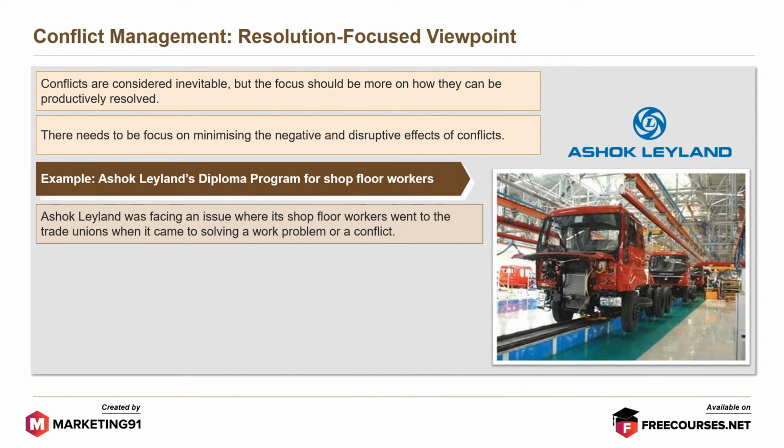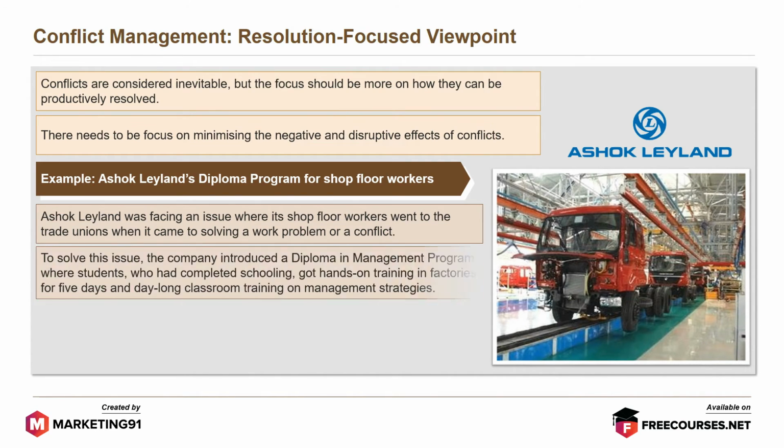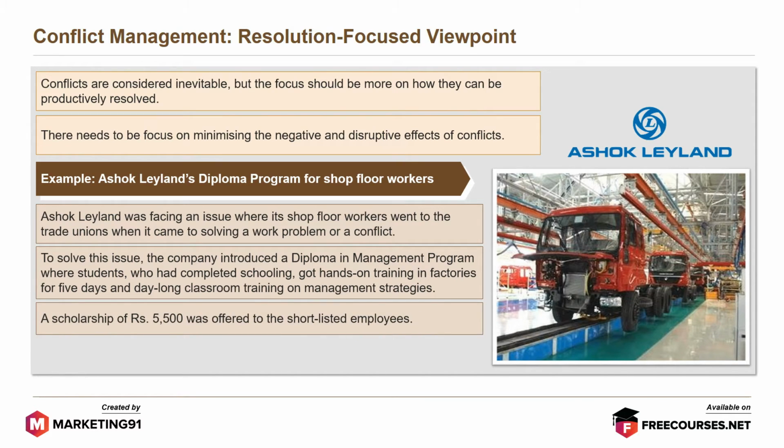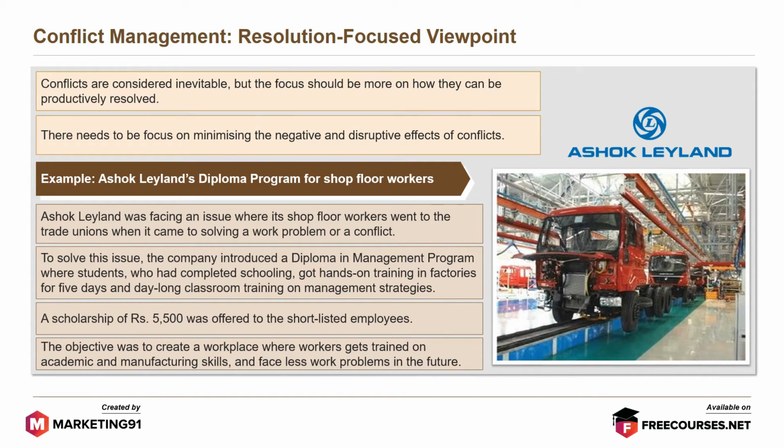Ashok Leyland was facing an issue where its shop floor workers went to the trade unions when it came to solving a work problem or a conflict. To solve this issue, the company introduced a diploma in management program where students who had completed schooling got hands-on training in factories for 5 days and day-long classroom training on management strategies. A scholarship of Rs 5,500 was offered to the shortlisted employees. The objective of this program was to create a workplace where workers get trained on academic and manufacturing skills and face fewer work problems in the future.